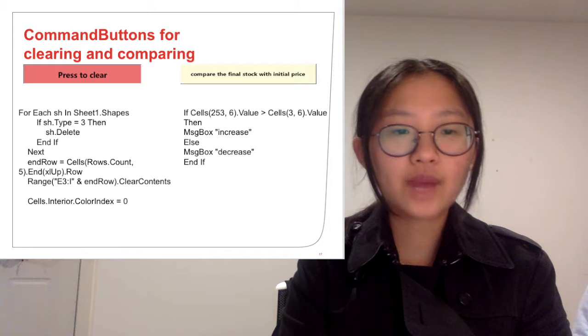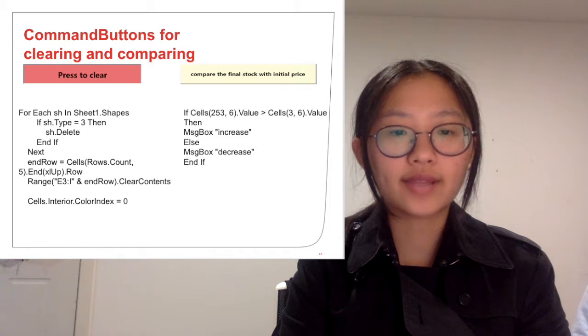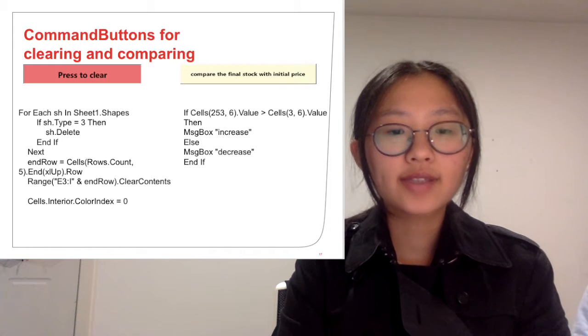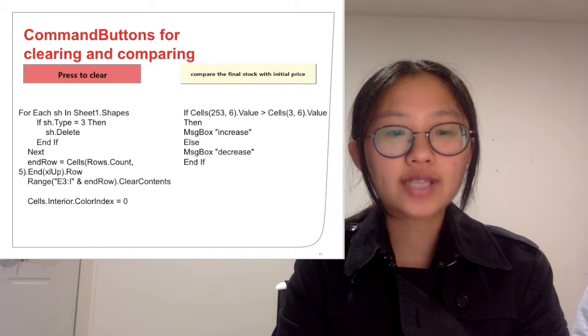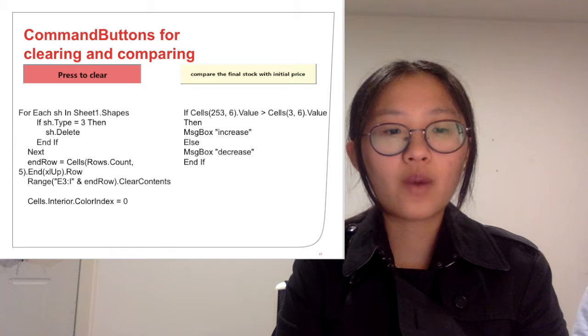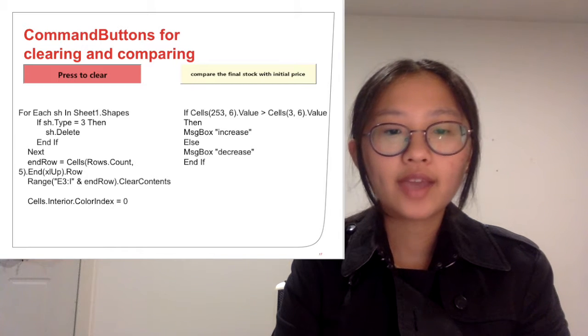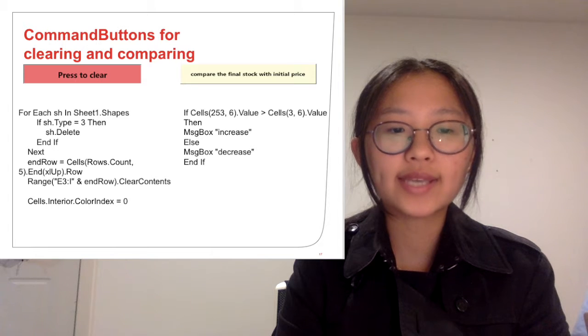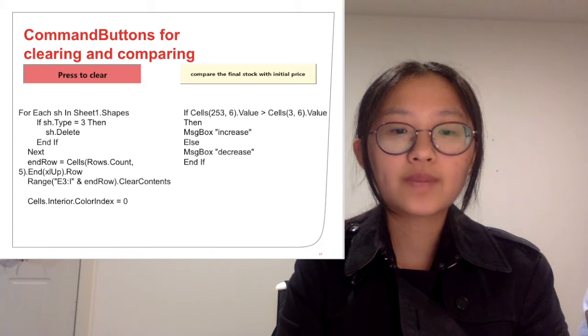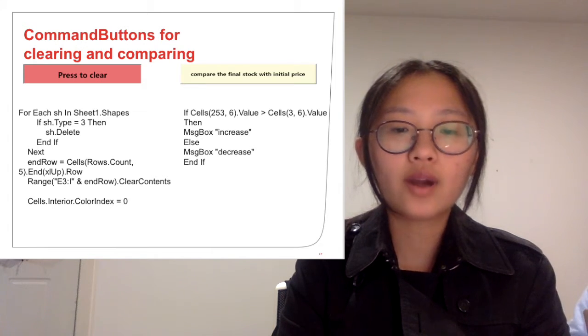Finally, I will describe the buttons for clearing and comparing. First, this is our clearing button. It will delete all data, charts and colors we showed in the earlier parts. And the next button is one of our creations, which compares the final stock price with the initial price. It will calculate the changes of price and show them as increase and decrease. This part could help us understand our stocks better.